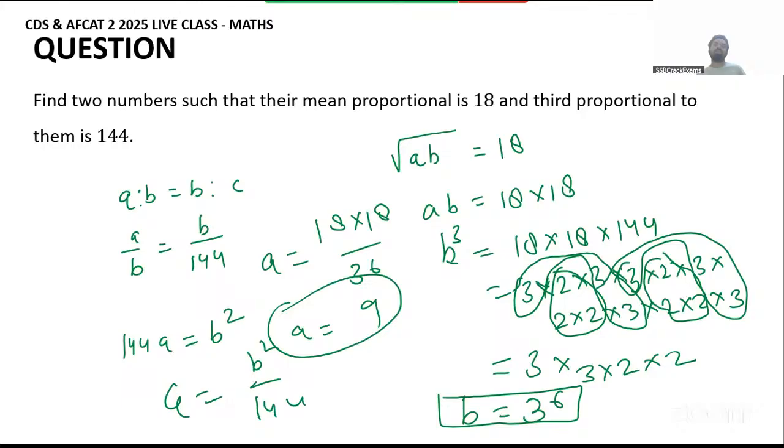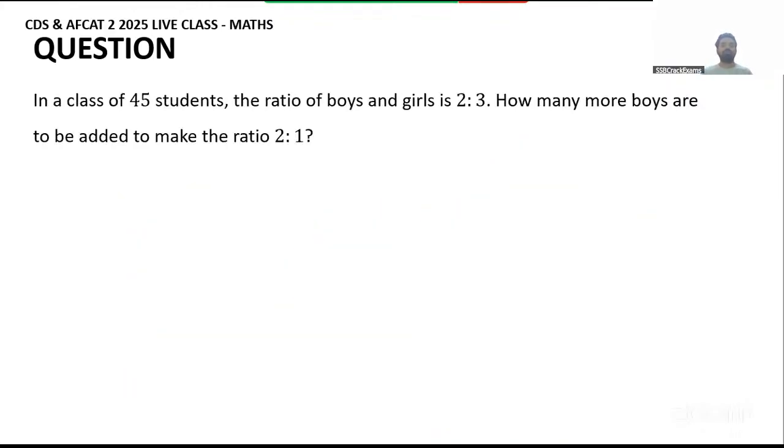I don't think we are doing anything tough. Everything is easy. You just need to do simple calculations only. I am not doing them as fast because I want to make you understand these things. Otherwise, these questions take only 20 or 30 seconds, not more than that. In a class of 45, the ratio of boys and girls is 2 ratio 3. How many more boys should be added to make the ratio 2 ratio 1? This you can do. Now you try one example by yourself. This is nothing very tough.